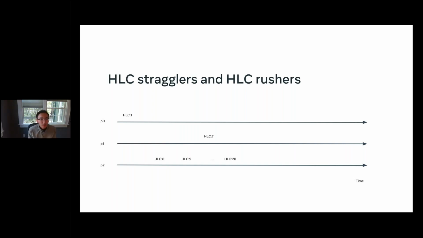This can happen even though, as I also talked about in the paper, you can always try to bump this using your notion of current now based on physical time, but it's always subject to clock skew. So you can imagine all this rushing ahead or straggling behind is within the bound of the clock skew.